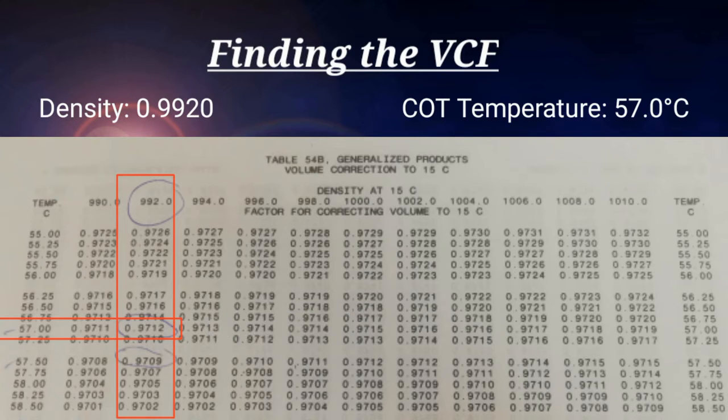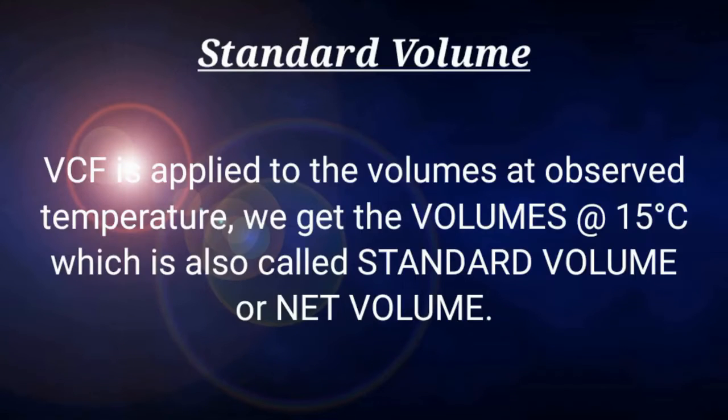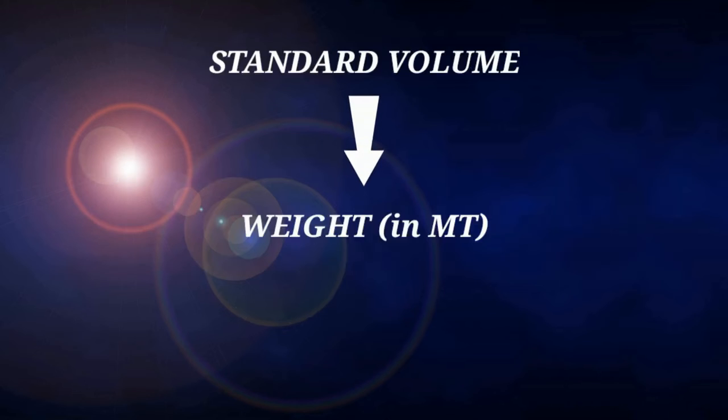Similarly, we need to find the VCF for cargo temperatures of other tanks. And when the VCF is applied to the volumes at observed temperature, we get the volumes at 15 degrees Celsius, which is also called the standard volume or net volume. Then we convert the standard volume to weight in metric tons.